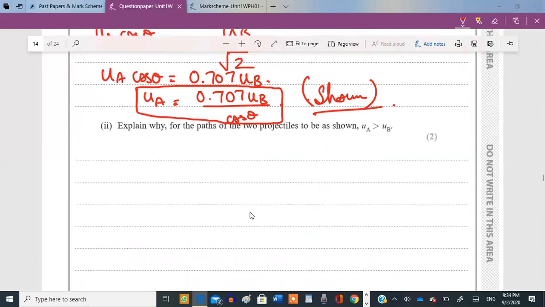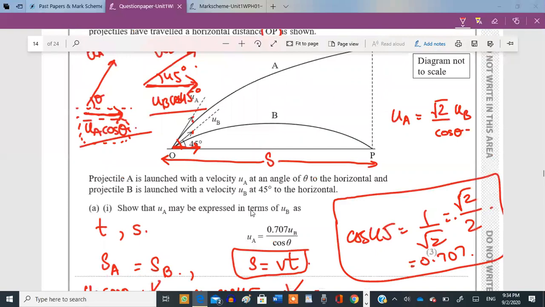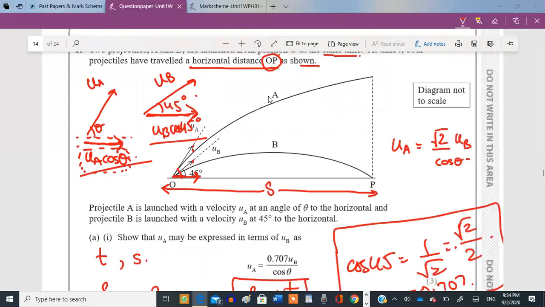Explain why for the paths of the two projectiles to be as shown, UA must be greater than UB. Why must UA be greater than UB? Any suggestion? Because the theta is larger, right? The theta of UA is larger. And when you take the cos of a larger angle, it results in a smaller answer. That's a fact. Cos of a larger acute angle: the larger the acute angle, the smaller the answer.